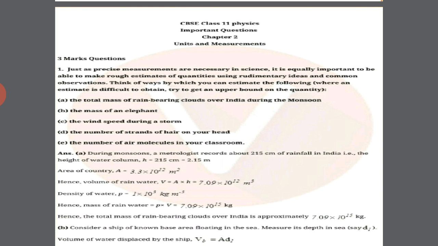Consider a ship of known base area floating in the sea. Measure its depth in the sea. Say it is D1. Volume of the water displaced by the ship is V1 is equal to A D1.